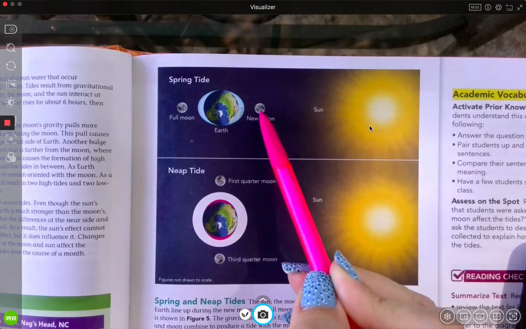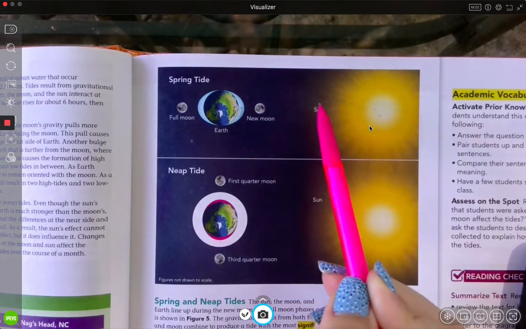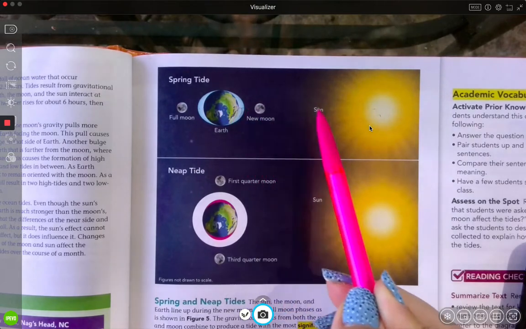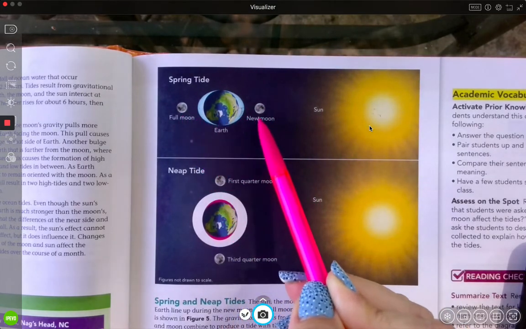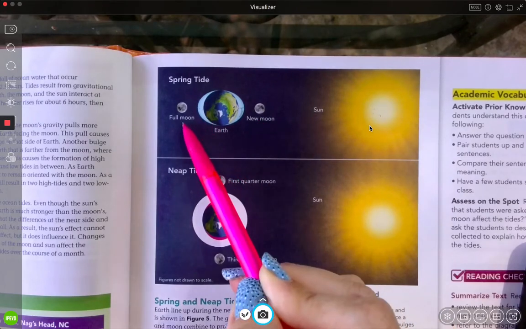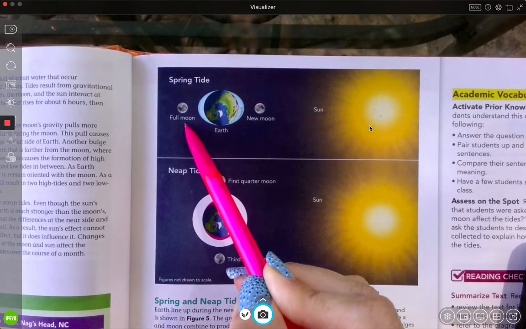And again, that's when they're in a line: the sun, the moon, the Earth, or the sun, the Earth, and the moon. So it happens at a new moon and a full moon. We haven't done moon phases yet, but those are two common ones.